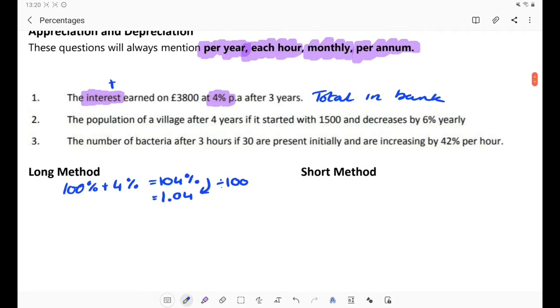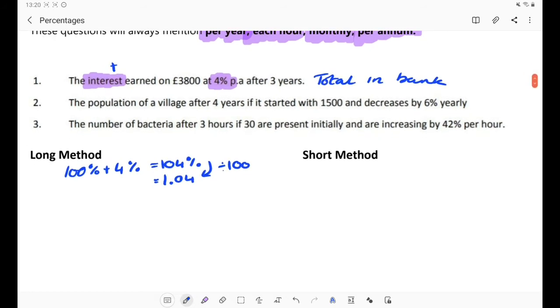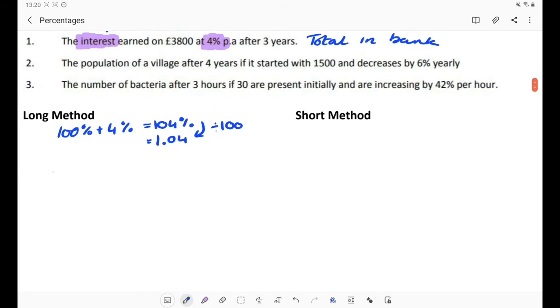The next step in the long method is as follows. You need to find out what the amount in the bank is at the end of year 1. You need to find what the amount in the bank is at the end of year 2. You need to find the amount in the bank at the end of year 3. And you need to do these calculations separately in the long method.